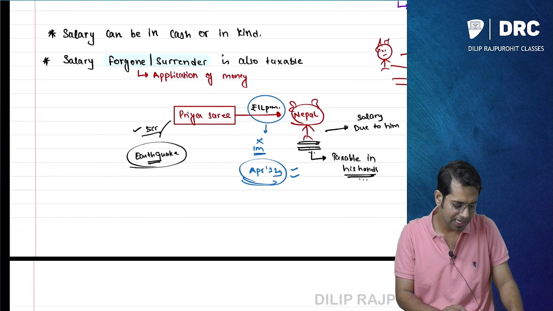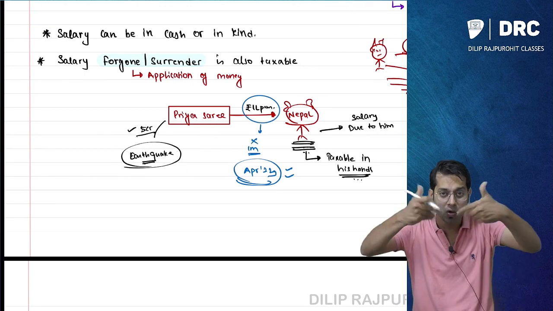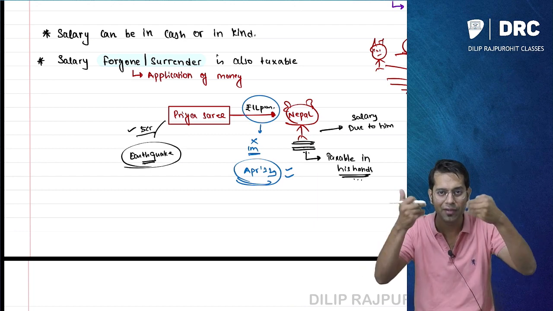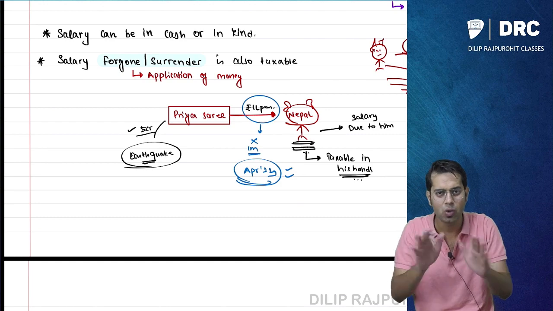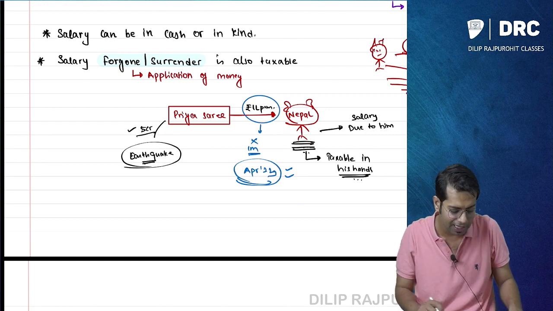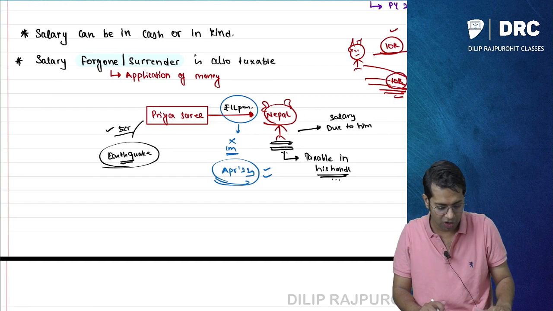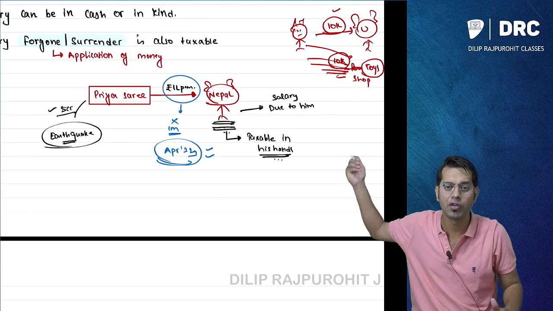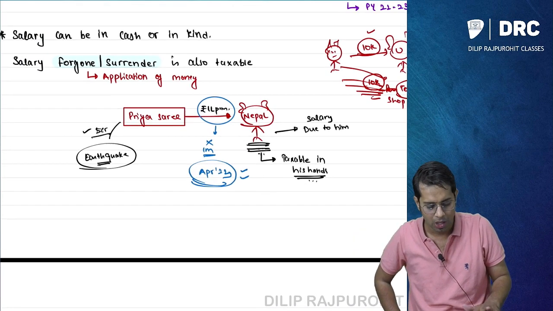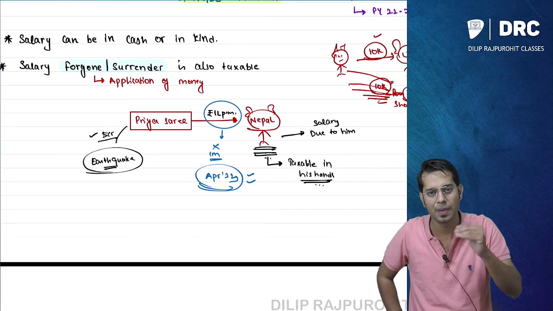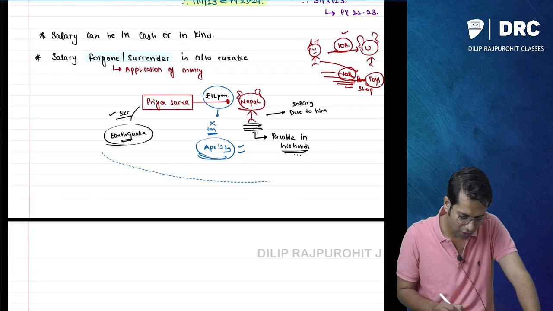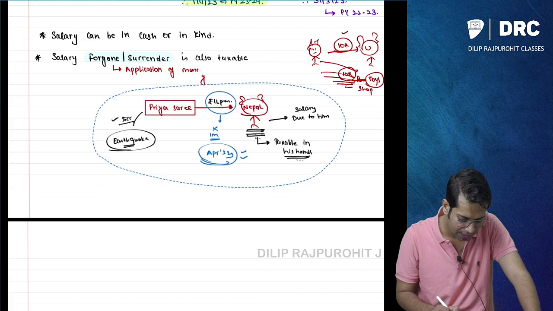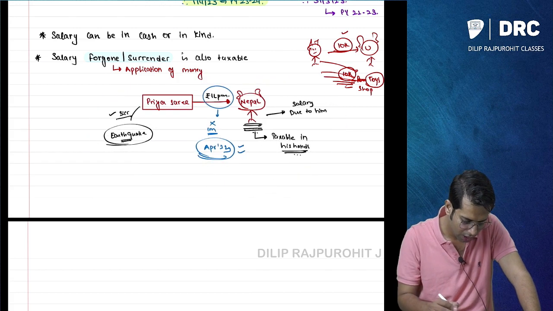Just like this, if you forgo the salary, if you surrender the salary, if you tell your employer that I don't need the salary, it will be treated as application of money. It will be assumed that you have applied that money, you have given that money for some purpose. Therefore, it will be taxable in your hands, in the hands of the person who forgoes it.